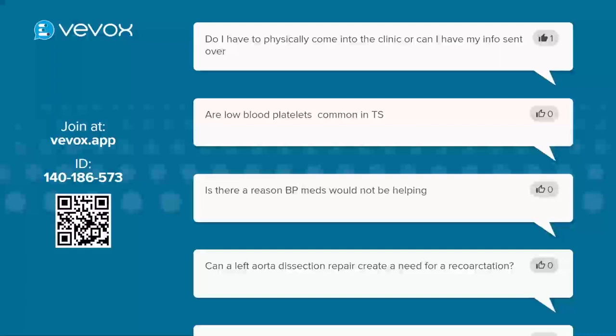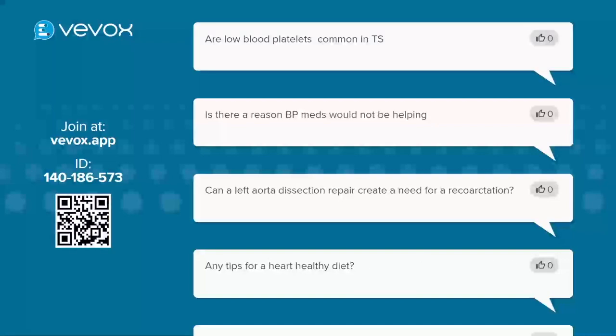Do I have to physically come to the clinic, or can I have my info sent over? I assume this is for a question about your care. I'm always willing to look at your heart history and provide advice, again with the caution that it's not the same as seeing a doctor and getting a physical exam and getting a complete workup. But if you have a question, we're always available as a resource for the community, and I would be honored to help if I could.